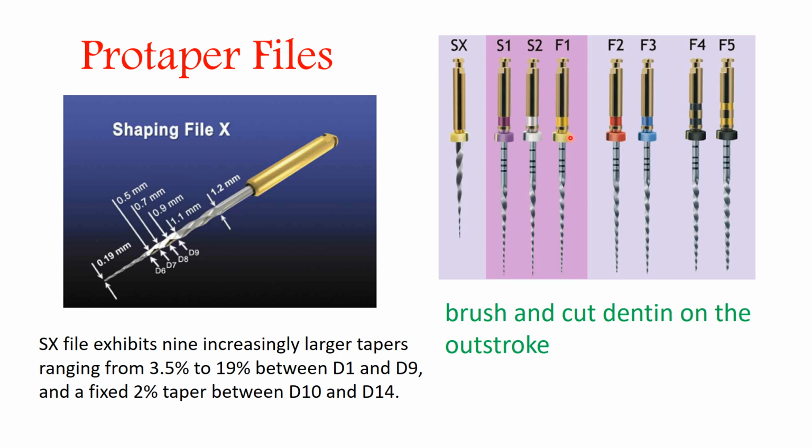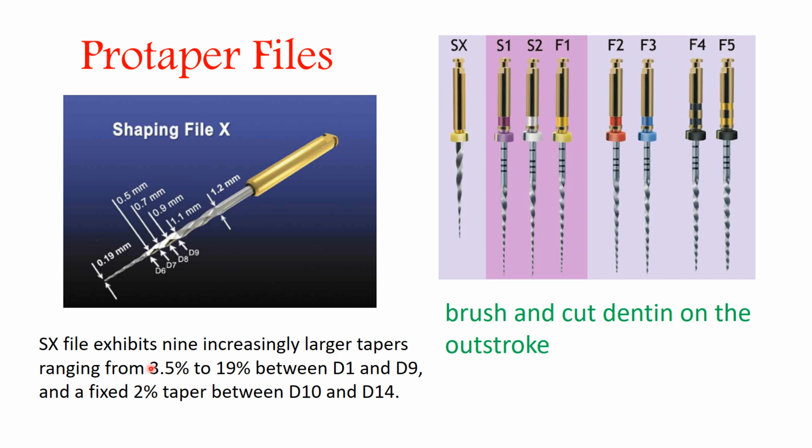Then you have F1, the finishing files. There are 5 types of finishing files: F1, F2, F3, F4, and F5. F1 is yellow, F2 is red, F3 is blue, F4 has 2 black marks, and F5 also has 2 yellow marks. Now let us start with the SX file, which is also known as shaping file X.